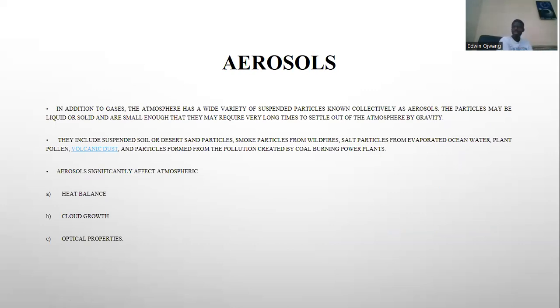Let us look at aerosols as a constituent of the atmosphere. In addition to gases, the atmosphere has a wide variety of suspended particles, known collectively as aerosols. The particles may be liquid or solid, and are small enough that they may require a very long time to settle out of the atmosphere by gravity. They include suspended soil or desert sand particles, smoke particles from wildfires, salt particles from evaporated ocean water, plant pollen, volcanic dust, and particles formed from the pollution created by coal-burning power plants. Aerosols significantly affect atmospheric heat balance, cloud growth, and optical properties.